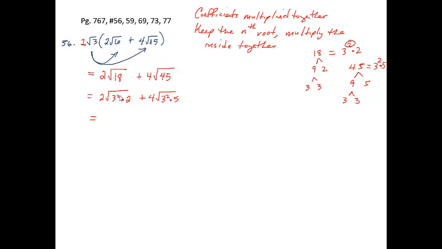And again, of course, the square and the square root cancel out, so the 3 comes out. So that's 2 times 3. But this 2, he's still inside, so I still have the square root of 2. Plus, well, again, the square cancels out, so this 3 comes out. And that's 4 times 3, and the 5 is still on the inside. So the final answer is 6 square roots of 2 plus 12 square roots of 5. Alright, just a recap. Remember, coefficients multiply together. Keep the nth root. Multiply the insides together.